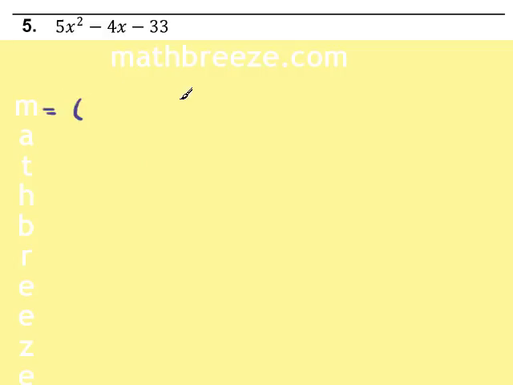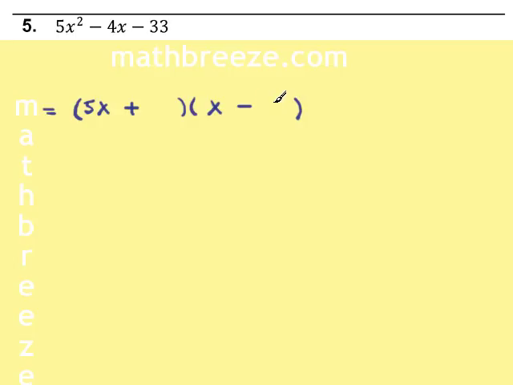Okay, let's fill in our parentheses. Let's start with plus minus, because C is negative. For first, 5x and x. All right, here we have 33. So we can factor that as 3 times 11 or 33 times 1. I'm not going to go with 33 times 1 because I think my middle term would be too big. So I'm going to stick with 3 times 11.